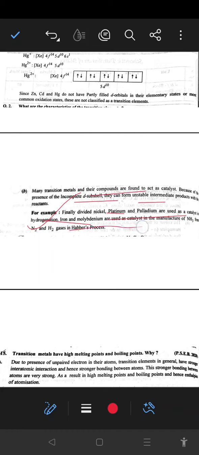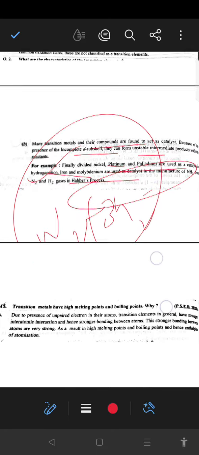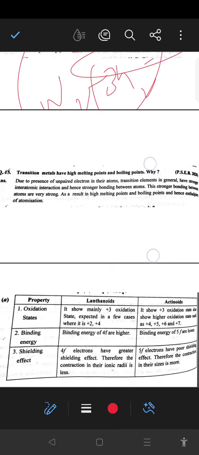Second, iron and molybdenum are used as catalysts for the manufacture of ammonia in the Haber process. Okay, so they are used there as well. This indicates that transition metals act as good catalysts. Next question is, why do transition metals have high melting and boiling points?